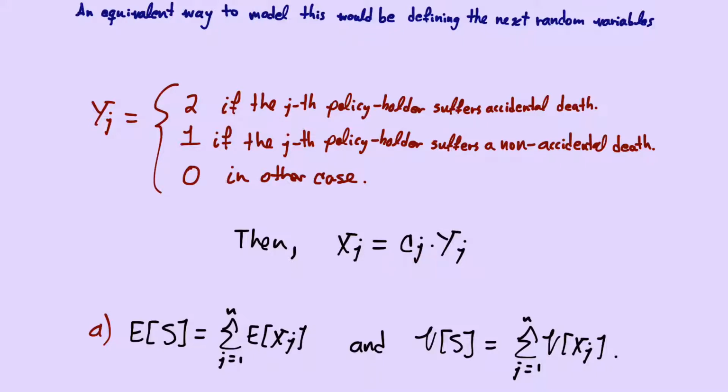And this works because, for example, if the policyholder suffers an accidental death, you will have to pay 2 times cj, and this random variable in that case will get the value of 2, and then the payment xj will be 2 times cj as we want. Also, in the case of a non-accidental death, this random variable will be 1, and then xj would be just 1 times cj, so that is what we want. Okay, in other case it would be 0.